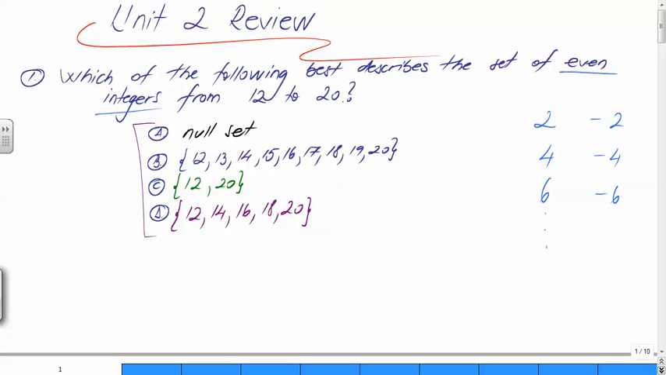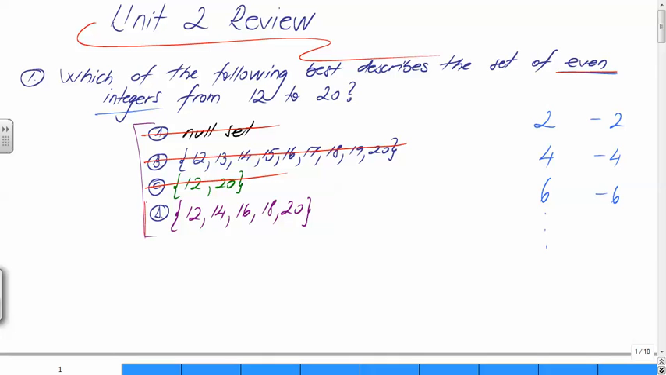So talking about from 12 to 20, I'm looking for all the even numbers from 12 to 20, including 12, including 20. Is that a null set? I don't think so. Is that 12, 13, 14, 15, 16, 17? Well, this will be all the integers from 12 to 20, but I need only the even, right? So this is not a good answer. Option C, 12 and 20. Well, 12 and 20 are not all the even integers. They're only the first and the last.